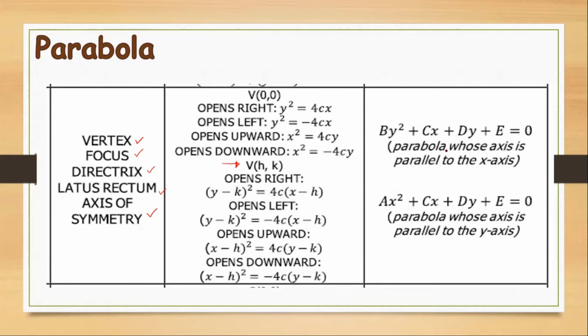And if a parabola opens downward, then we have the quantity x minus h squared equals negative 4c times the quantity y minus k. And the general equation of our parabola is by squared plus cx plus dy plus e equals 0 if the axis of symmetry is parallel to the x-axis. Then, if we have ax squared plus cx plus dy plus e equals 0, then we have a parabola whose axis of symmetry is parallel to the y-axis. Okay, so that's it.